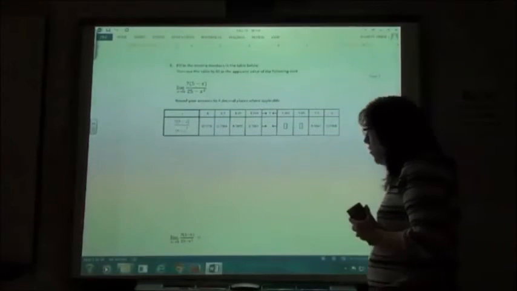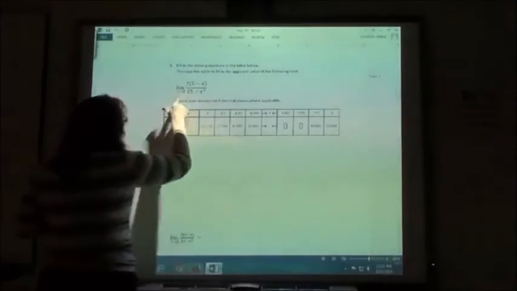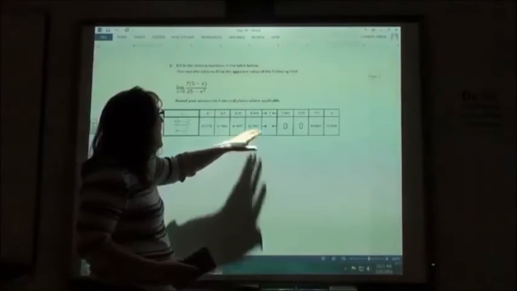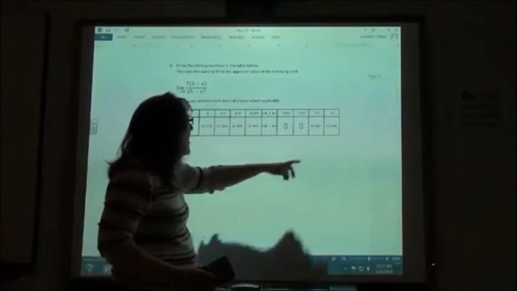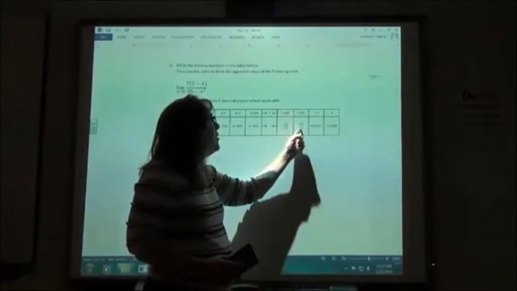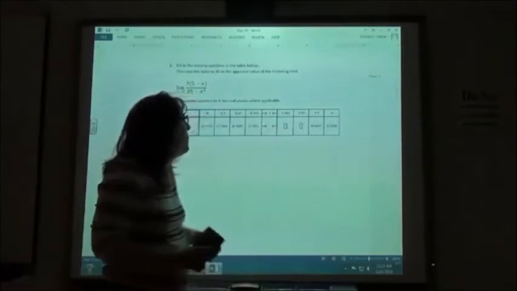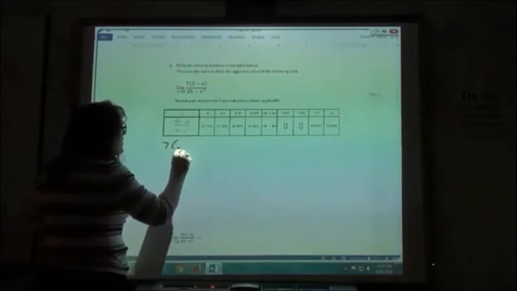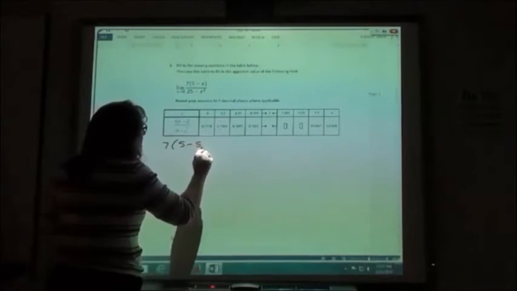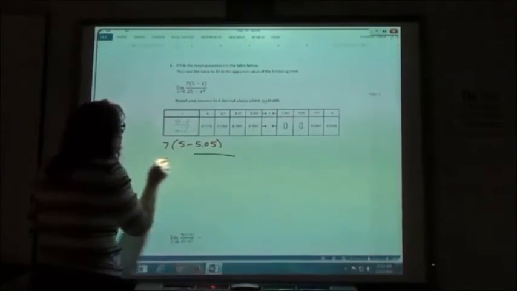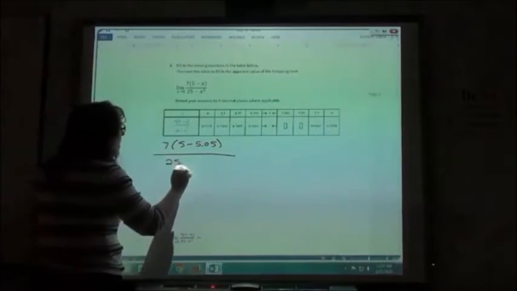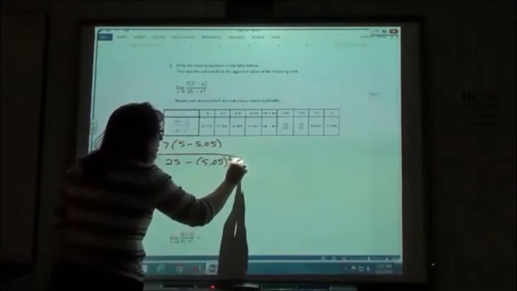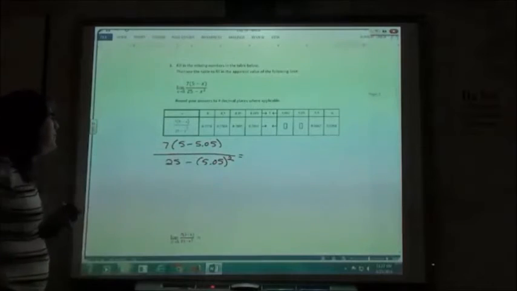One more of those. Number 3, we are going to find our limit as x approaches 5. So they did 4, 4.5, 4.95, 4.999, and then they did 6, 5.5. We're going to do 5.05 and 5.001. So 7 parentheses, 5 minus 5.05. On the bottom, 25 minus 5.05 squared.